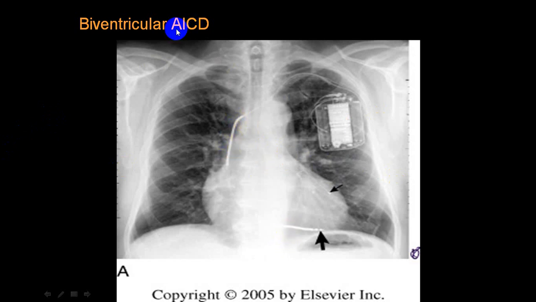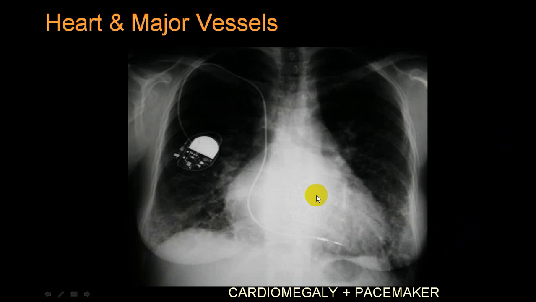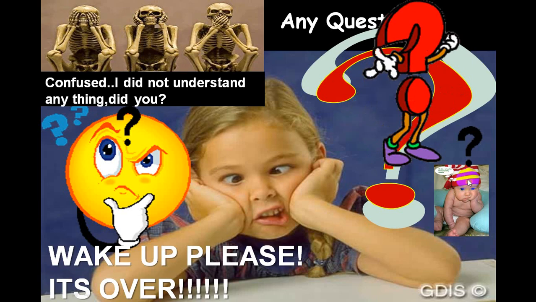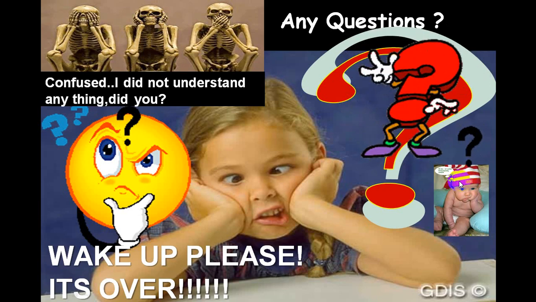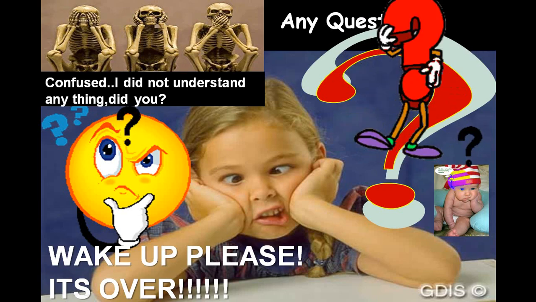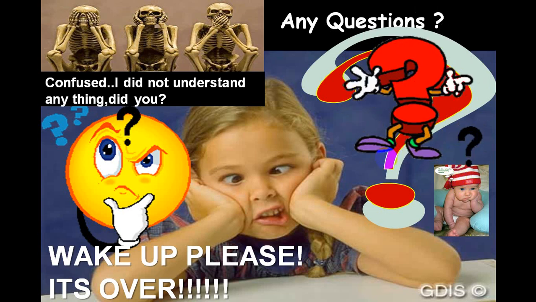This is automated intracardiac device. Implantable cardioverter defibrillator devices. And this is usually in a person who is prone to get VT, VF. Again, this is a pacemaker, single chamber pacemaker, right? Cardiomegaly with a pacemaker. So I end my lecture here. I hope this will be helpful to you. We'll see you in the next lecture.